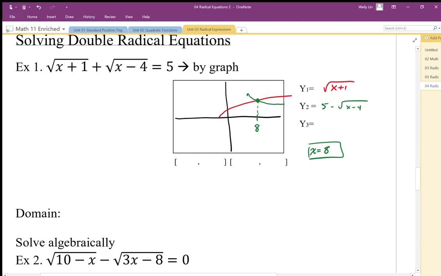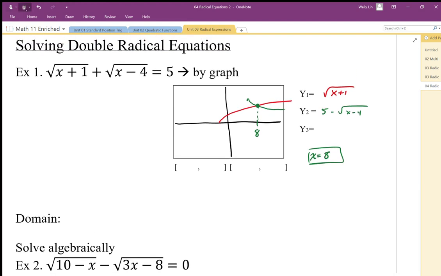We could do this a number of different ways. You could have graphed the double square root on one side of the equation and then graphed y equals 5 and intersected that, or you could have made it all equal to 0, and again we would end up with just one solution of x equals 8. So a few different ways we can do this, and I just put this in a 10 by 10 window.